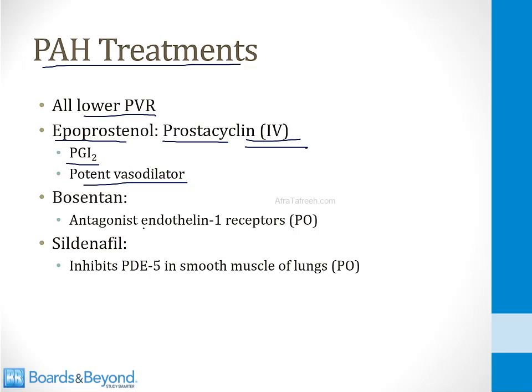Nowadays, we have several oral drugs that can be used. The first one is bosentan, which is an antagonist of endothelin-1 receptors. Blockade of these receptors leads to vasodilation. And the second one is sildenafil, a drug that's also used for erectile dysfunction. It can be used in patients with PAH because it inhibits PDE5 in smooth muscle of the lungs, and that lowers the pulmonary arterial pressure. And that concludes our module on pulmonary circulation.